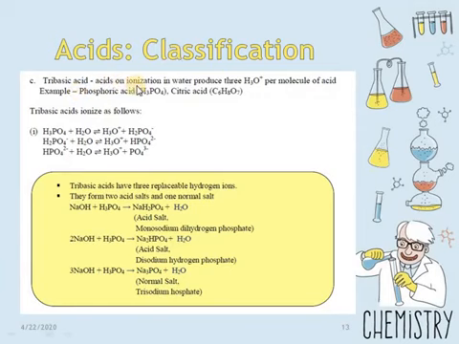Tribasic acids on ionization in water produce 3 hydronium ions per molecule of the acid. Examples are given. Now tribasic acids have 3 replaceable hydrogen ions, so they form 2 acid salts and 1 normal salt. Now first acid salt is known as monosodium dihydrogen phosphate. Second acid salt is known as disodium hydrogen phosphate, and normal salt is called trisodium phosphate or sodium phosphate.